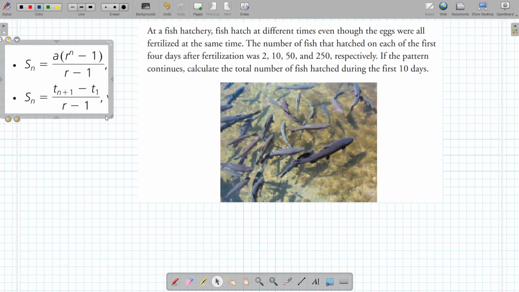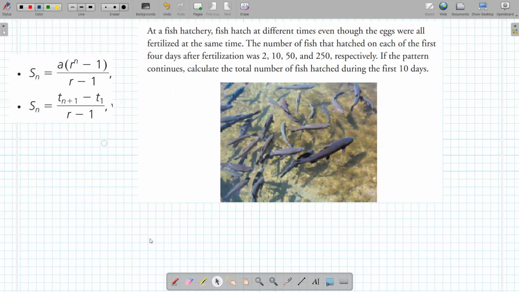All right. Let's quickly look at the formulas. The top one uses A, R, and N. So if you have the common ratio, the first digit, and the term number, you're going to use the top one. Whereas for the bottom one, you don't use N. There's no N in the formula, but it uses Tn plus 1.